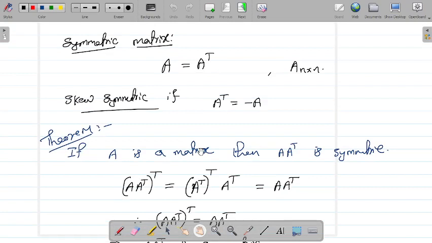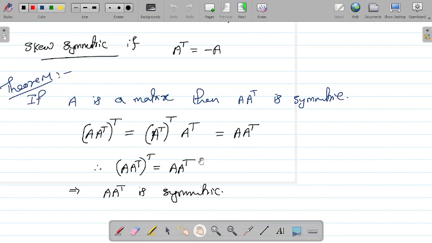Okay, so let's recall the last class. We discussed symmetric matrices, right? We have seen what a symmetric matrix and a skew-symmetric matrix are, and their properties. Mainly, when you take any matrix, A into A transpose is always a symmetric matrix. Okay, and similarly the other way, A transpose into A. Can you prove it? How about A transpose into A?